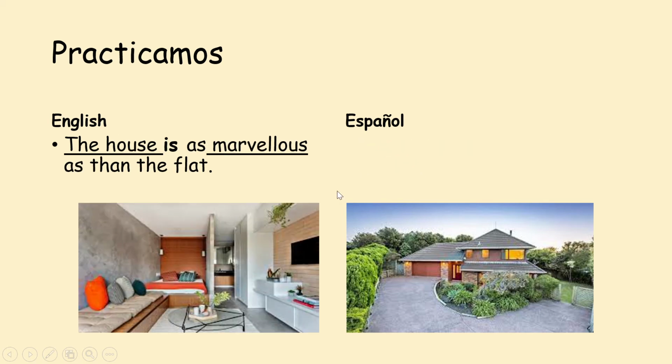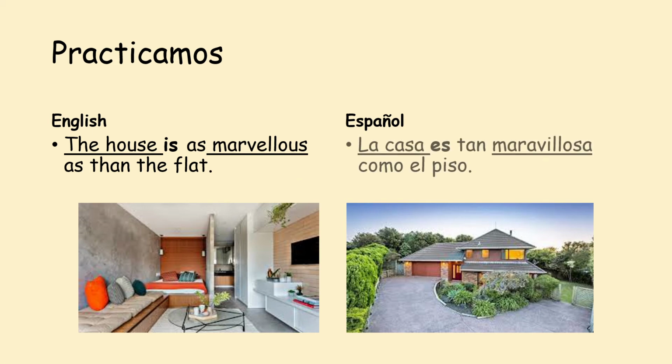Here's another one for you. Do you remember that extension I wanted you to try? Extend your writing as. Give it a go. Marvellous is in your knowledge organizer if you need it. The answer is, la casa es tan maravillosa como el piso. So it's feminine singular, la casa, maravillosa. The verb is es, and then we have tan and como instead of más or menos.